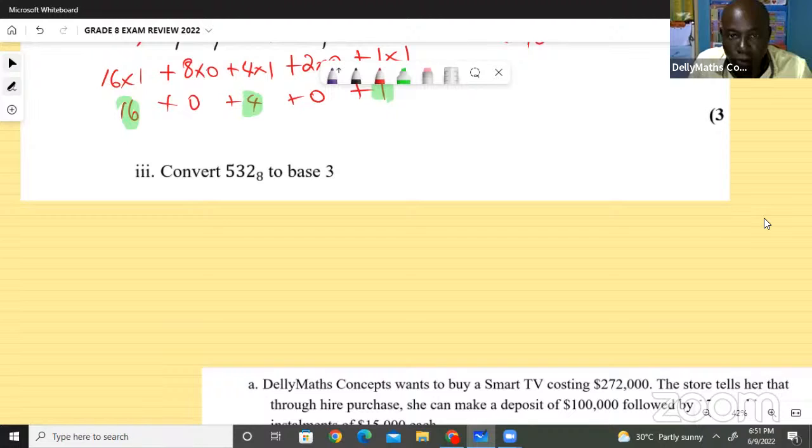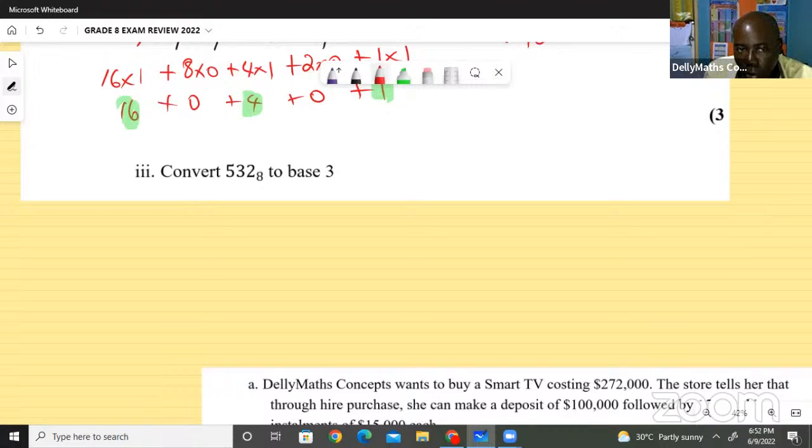They want you to move from base 8 to base 3. Anybody want to quickly run through that and let us see what you have? You want to move from any base to another base other than 10.